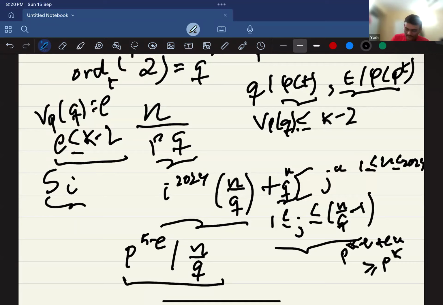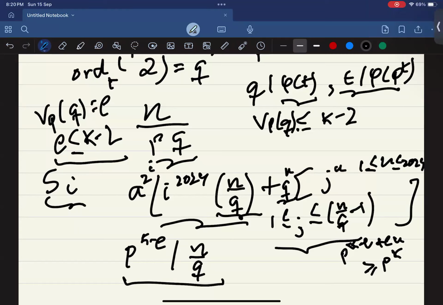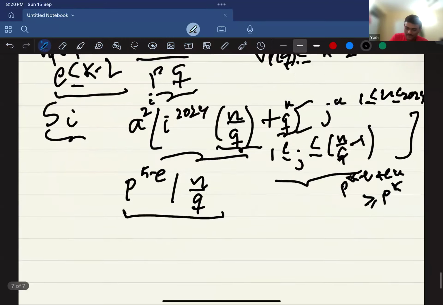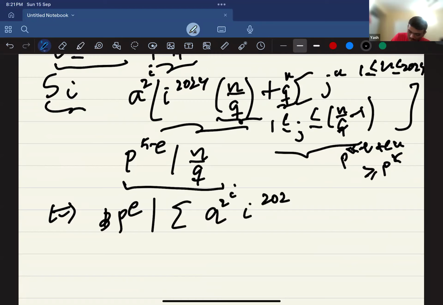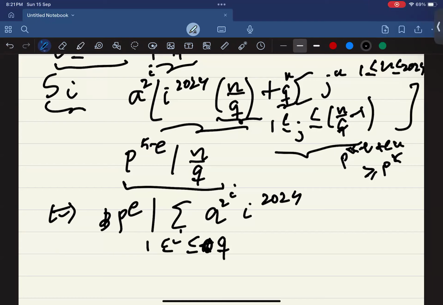Now look at something special about this thing. I'd also write a to the 2 to the i, because everything was always multiplied by that. So now see, what is the vp of n by q? K minus e, right? So it suffices to prove, this is equivalent to proving... Do you see it? Sorry. Wait a minute. Okay, so we grouped these other terms together, n by q. We grouped them by a to the 2 to the i.